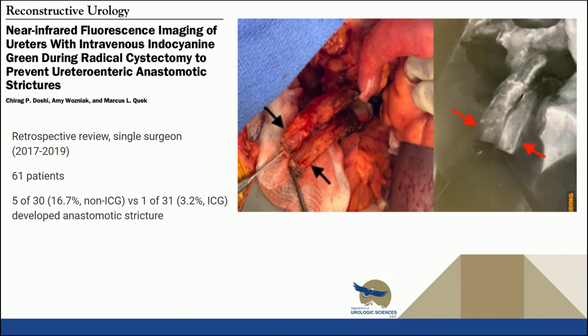This is actually a demonstration of the IV used for indocyanine green. This is at the time of radical cystectomy as a way to prevent ureteroenteric anastomotic strictures, looking for well-perfused areas of the ureter for better perfusion at the time of the healing. As a retrospective review, looking at the results of a single surgeon, 61 patients, 5 of the non-indocyanine green patients, or 16%, developed an anastomotic stricture compared to 3.2% of patients that did use indocyanine green. So potentially a helpful adjunct to the surgeries here.